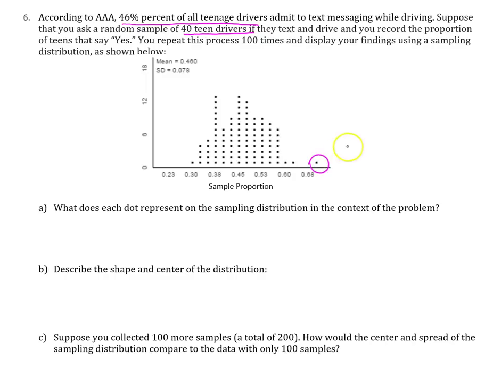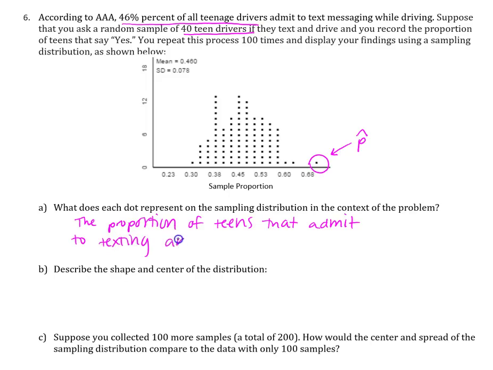Each one of these dots is technically a p-hat. It's a proportion of teen drivers that said that they text and drive. So I'm going to write down the proportion of teens that admit to texting and driving out of a sample of 40.